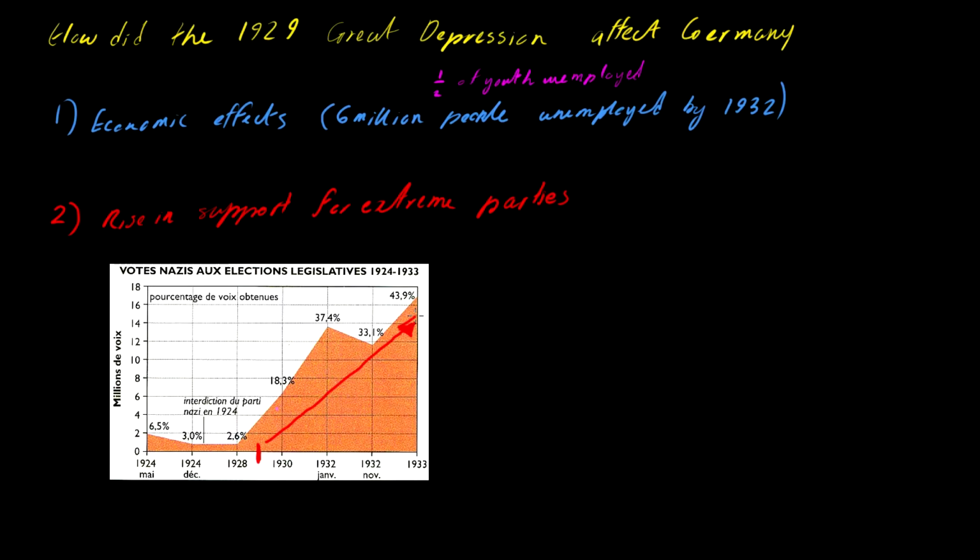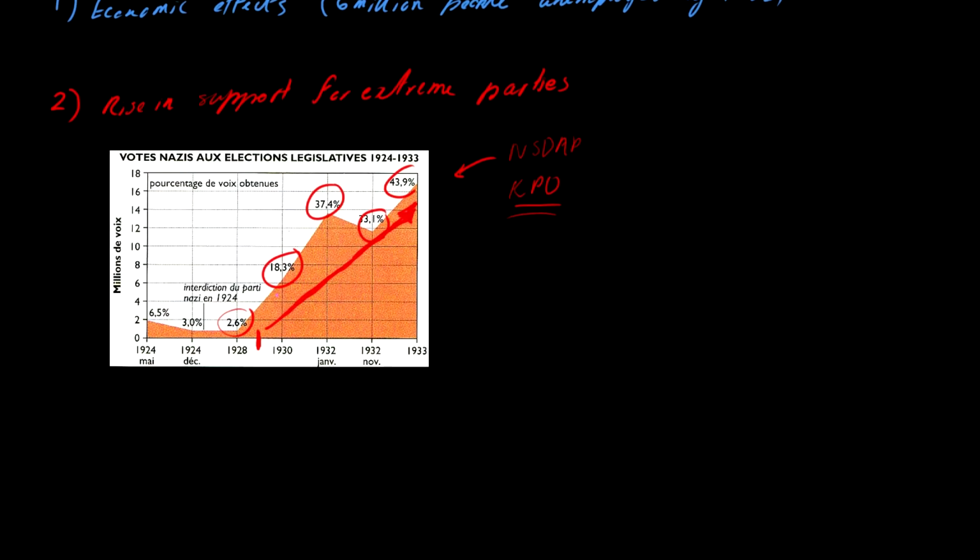And Hitler was a great orator. He managed to convince the people that the NSDAP would be able to solve these problems, which they eventually did manage to do by building and expanding the German army. But anyway, it led to a rise in support for extreme parties such as the NSDAP. You can just look at these percentages rise rapidly here. The KPD was also a party which saw a rise in support, but not as much as the NSDAP, because the NSDAP was even more extreme than the KPD.